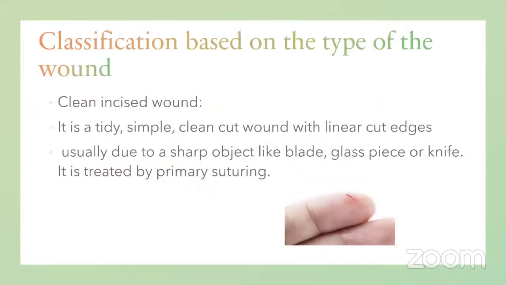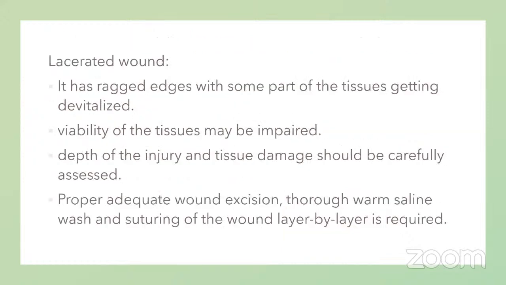So this is one classification: tidy and untidy wound. Then this second classification we have learned in forensic medicine, classification based on the type of wound. So incised or clean wound, we know it's a tidy, simple cut wound with linear cuttage, usually due to a sharp object like a blade, glass piece, or knife, and it's treated by primary suturing.